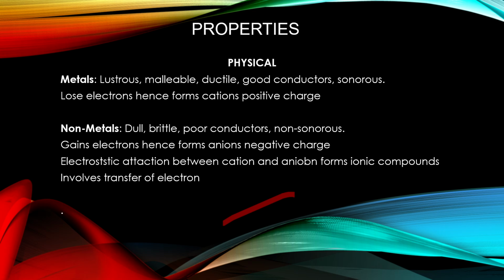Non-metals are the opposite of metals. They are dull, they don't have any shine. They are brittle, which means they break easily, like carbon. They are poor conductors of heat and electricity. They are non-sonorous, like carbon, they don't produce any sound. Non-metals gain electrons, hence form anions, and they are negatively charged. The electrostatic attraction between cations and anions forms an ionic compound. This involves transfer of electrons.